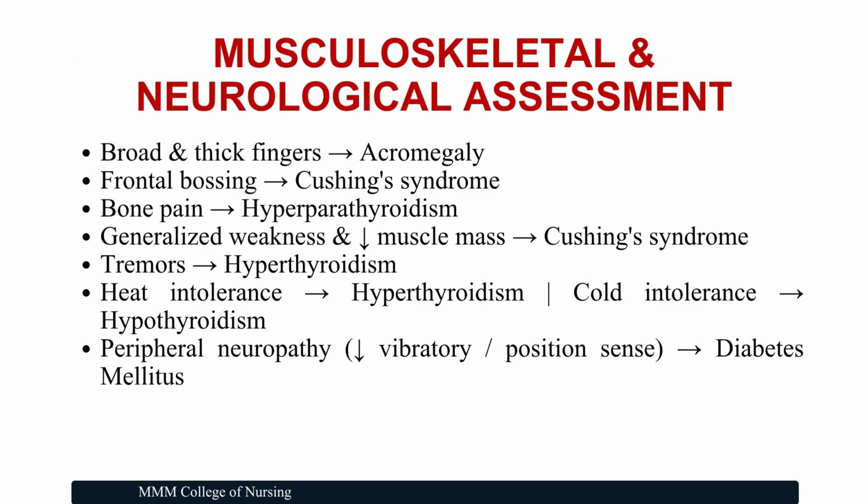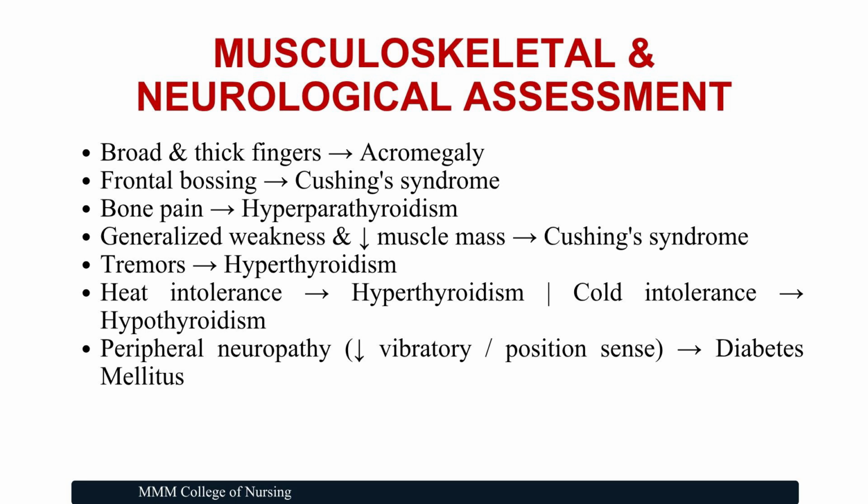Next, the musculoskeletal system. Broad, thick fingers with enlargement of the jaw and brow indicate acromegaly from excess growth hormone. Deep aching bone pain, if it is there, suggests hyperparathyroidism. If the patient has generalized muscle weakness with wasting, it is Cushing syndrome. And myxedema, if present, indicates hypothyroidism.